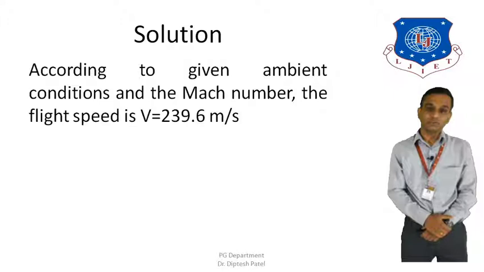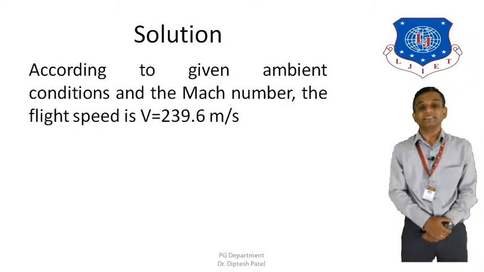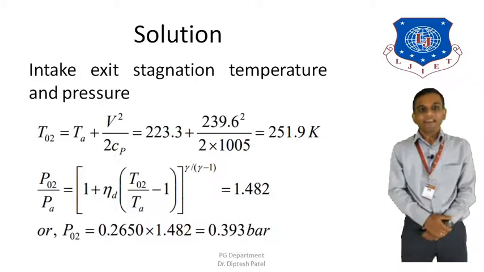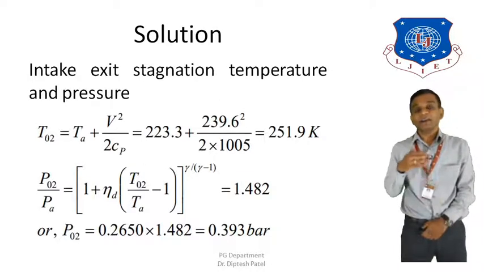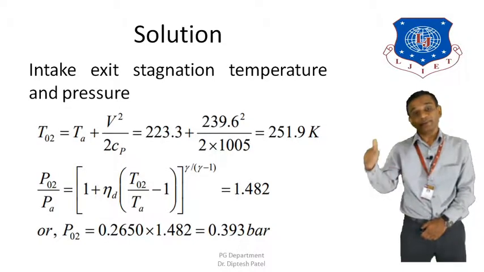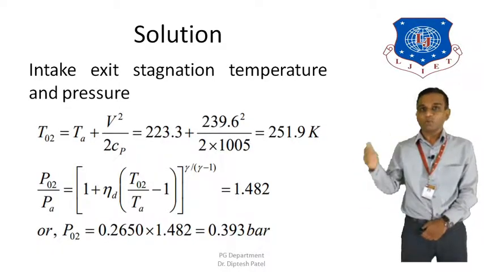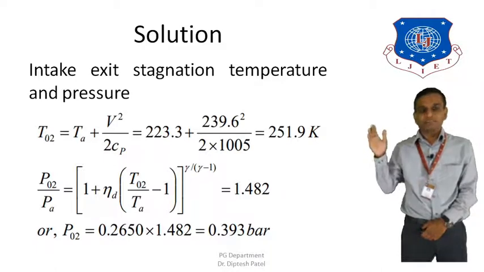So let's start with the solution. The first thing is that since we have been given a Mach number of 0.8, on the basis of the Mach number I should be able to find the flight velocity, and that is V equal to 239.6 meters per second. So that is the flight speed. Then let's move forward to find the various parameters throughout the whole process.